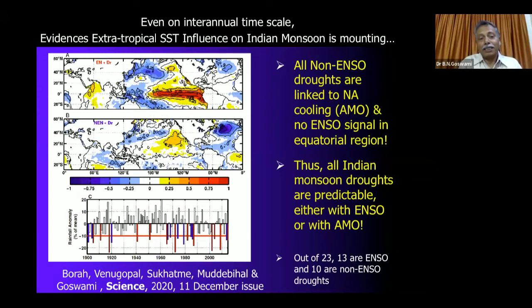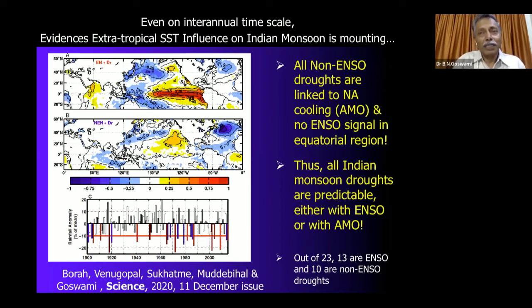So this study has come out with the fact that all the droughts of the Indian monsoon are either related to El Nino or related to North Atlantic SST. Therefore, all the droughts are predictable. And that, I think, is a very important message that has come out of this study. And that indicates that for our droughts, we have more predictability.